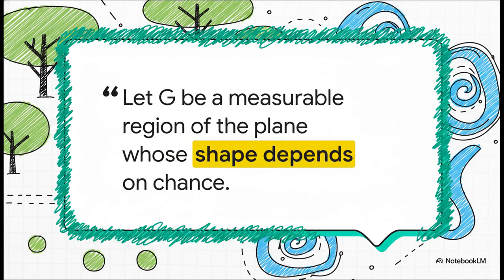Back in 1933, the brilliant mathematician A.N. Kolmogorov basically challenged us to upgrade our thinking. He wrote, "Let G be a measurable region of the plane whose shape depends on chance." This right here is the foundational idea behind random sets. We are officially upgrading our math from just plotting zero-dimensional points to generating fully realized two-dimensional shapes.